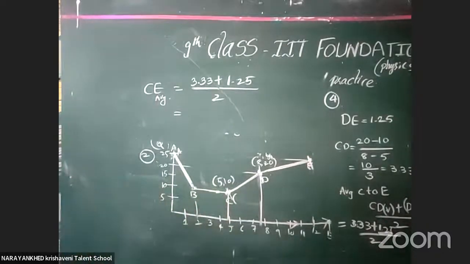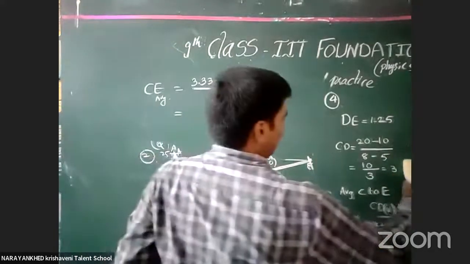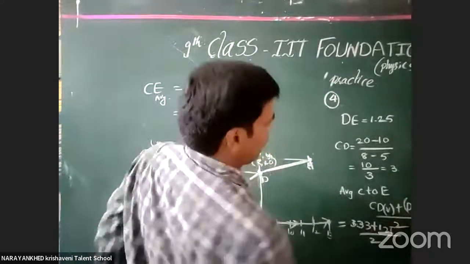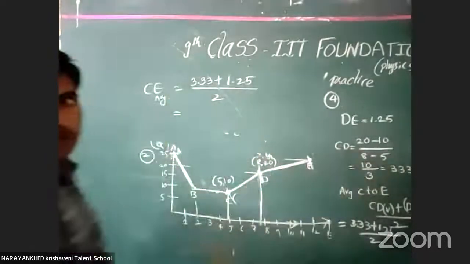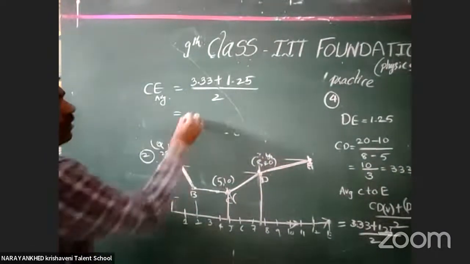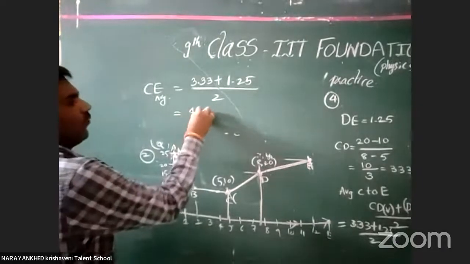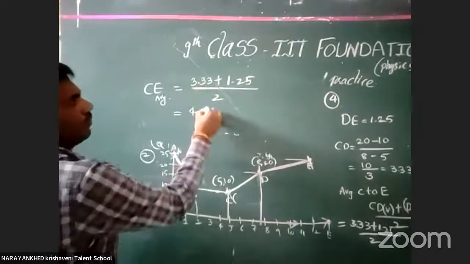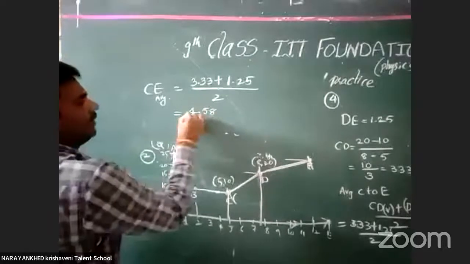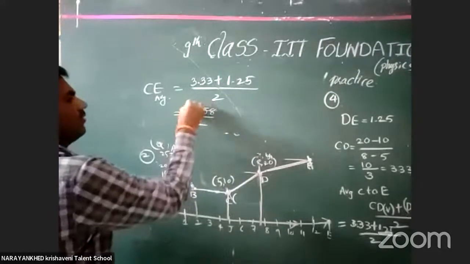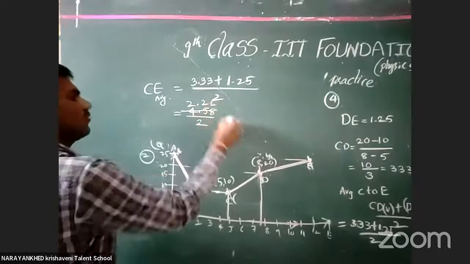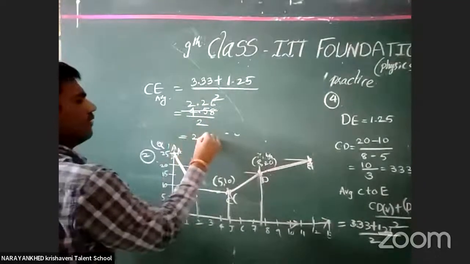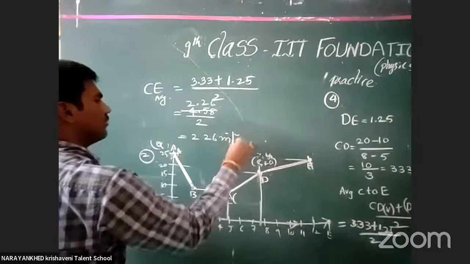10 by 3, it is 3. Now it becomes 4 points 5 by 2. Yes, it is approximately 2.26. Okay, now the average velocity is 2.26 meter per second.